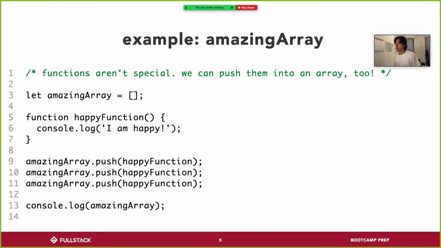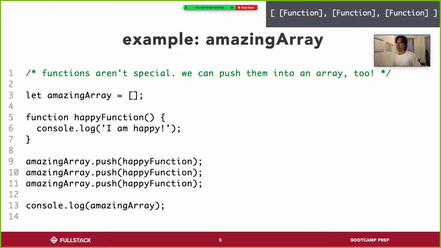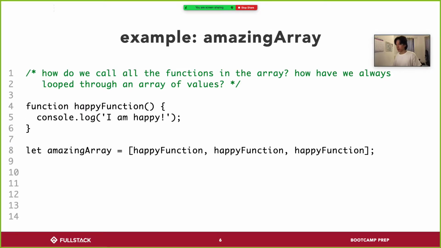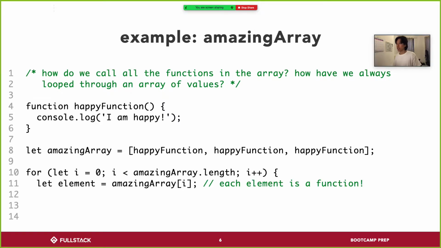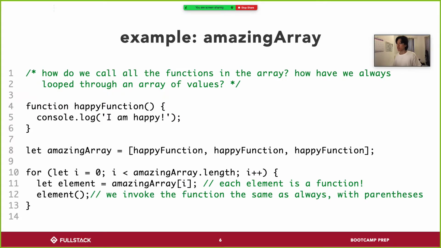So yeah, when we log this array, it's just going to have a bunch of functions in it, but they haven't been called yet, so it's not going to be their values. So how do we call all the functions in the array? Well, we can loop through and actually just call them. Each element is a function, so we can invoke it. As we pull that element from the array, we can now invoke it because it's a function.